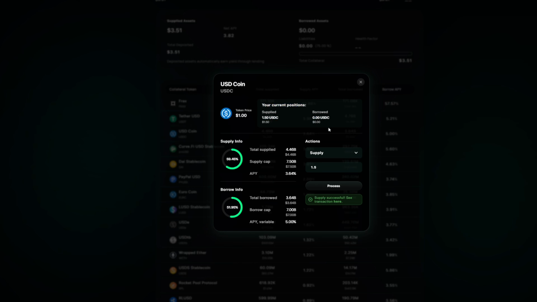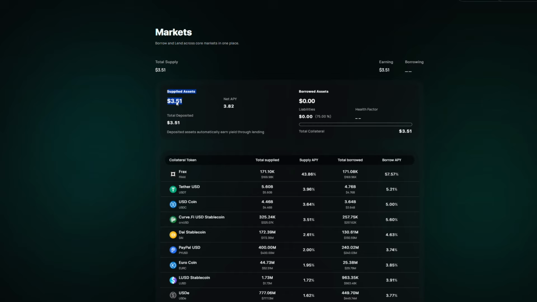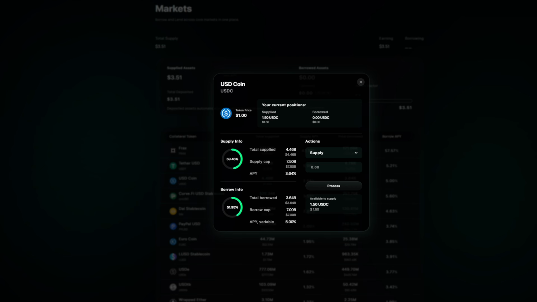And also, one important detail is execution logic. Actions like supply, borrow, and repay are dynamically enabled or disabled based on market conditions, caps, and user state. Unavailable actions are blocked directly in the UI, not after you sign a transaction. This reduces user error and improves overall risk control.